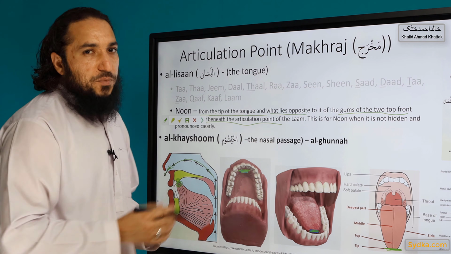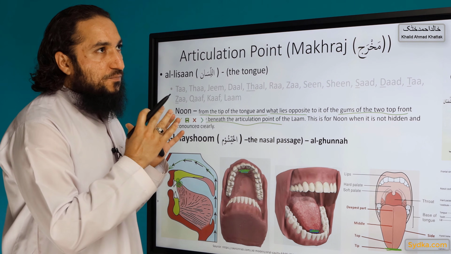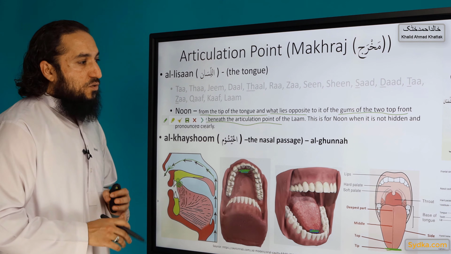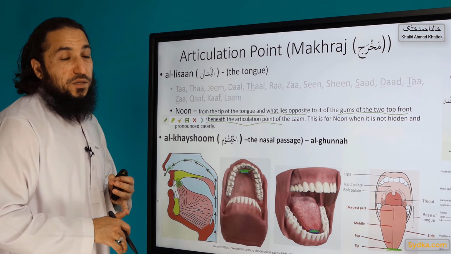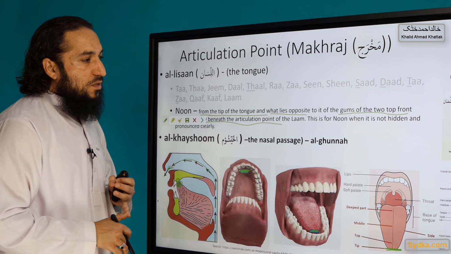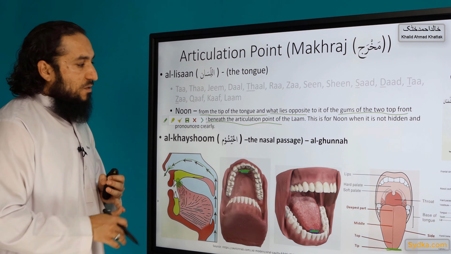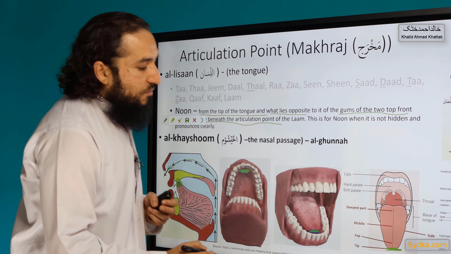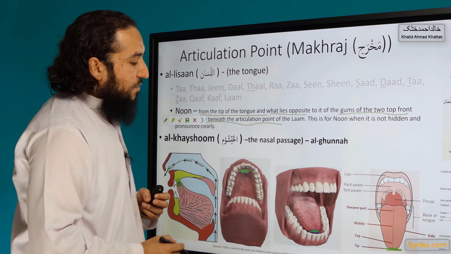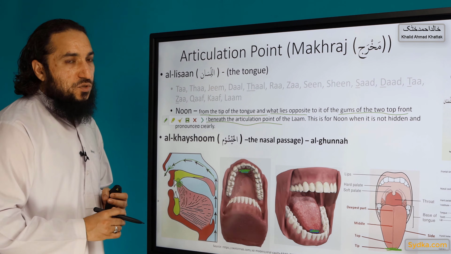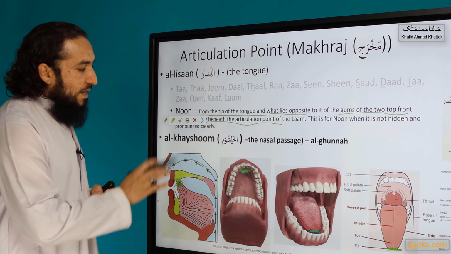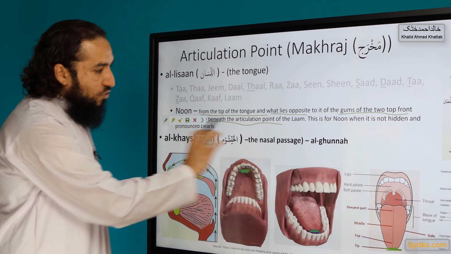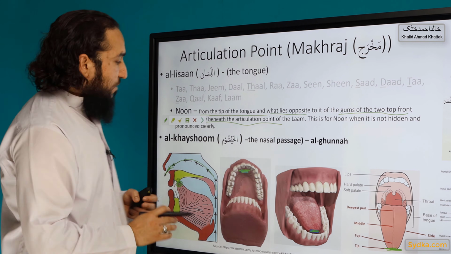It has multiple uses, but we will have maybe a few lessons on it, not one, because there are a lot of uses of noon. There are a lot of rules attached to noon sakina, tanween, etc. This is just the basic. The basic is the tip of the tongue and what is opposite to that, the gum of the two top incisors. When it's clear, that is the point, and when it is with ghunna, then the khayshum, the nasal passage, is involved as well.